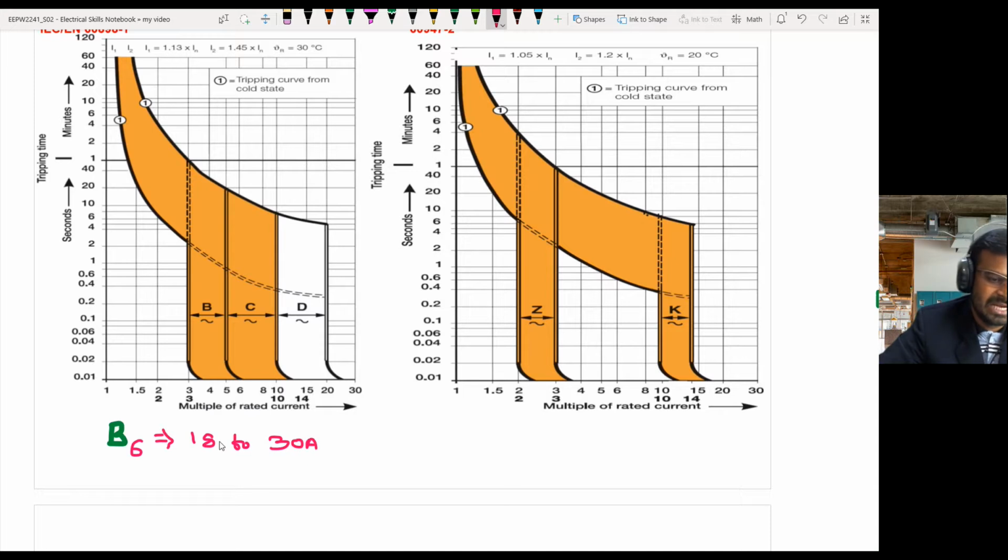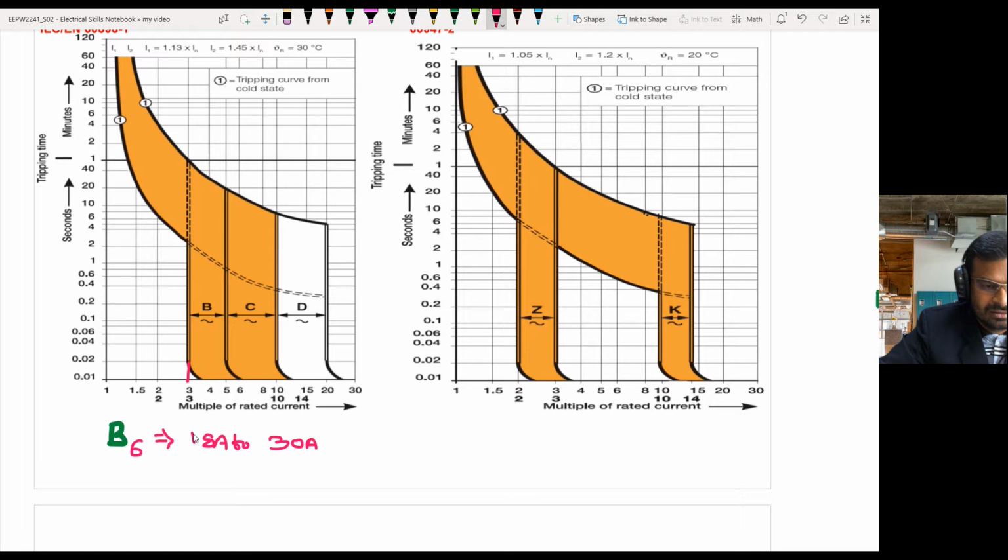Let us see, when 18 amperes of current is flowing, how much time this B-type MCB is taking. So let us take this as our 3IN, and let us take this as a reference for us. We have chosen the MCB with respect to I1 or I2. Whichever way you have chosen the MCB, based on that we can take the curve, either this or this one. So let me take the below curve for understanding.